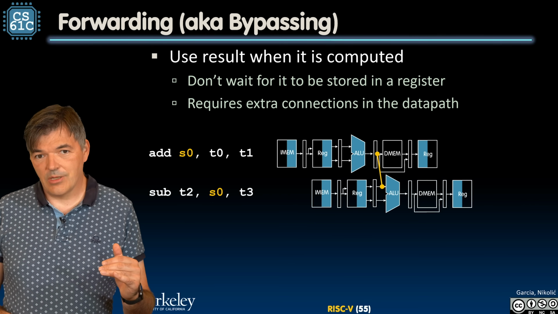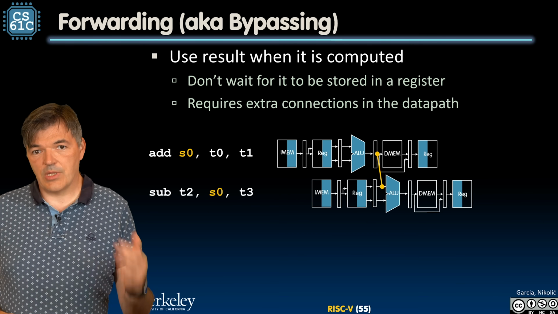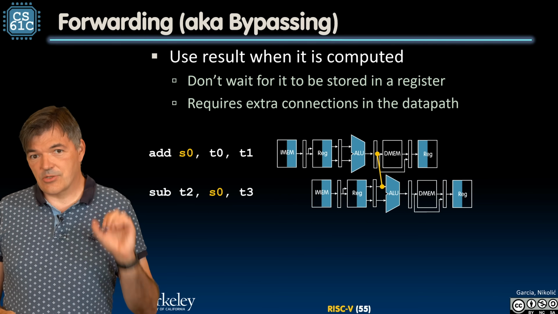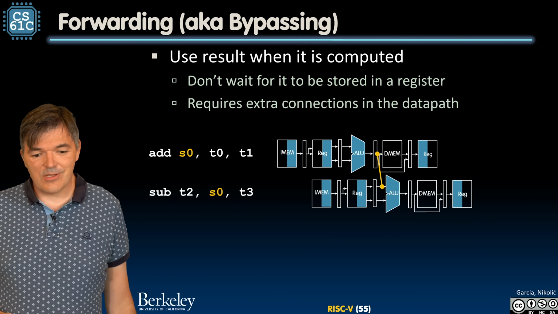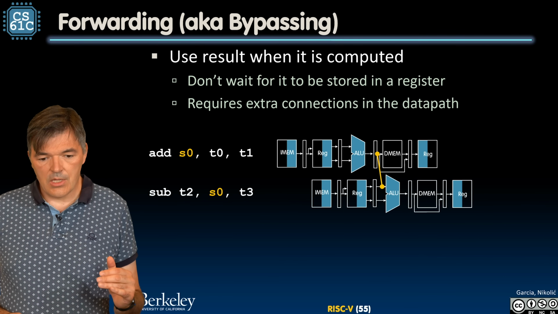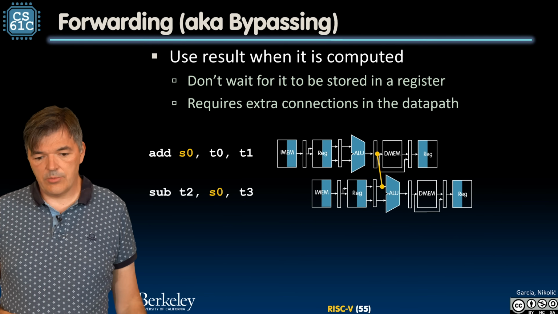All right, so we need to have these forwarding, or so-called bypass, paths in our data path to enable data to be forwarded to the right place without being written into the register file. It's going to get written in the register file, but this is just for the subsequent instructions to use the result immediately.